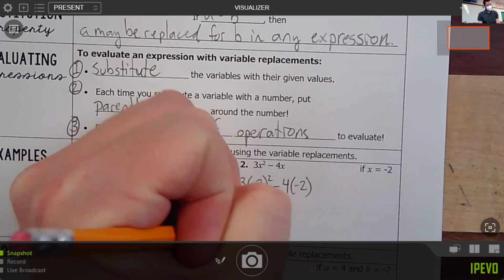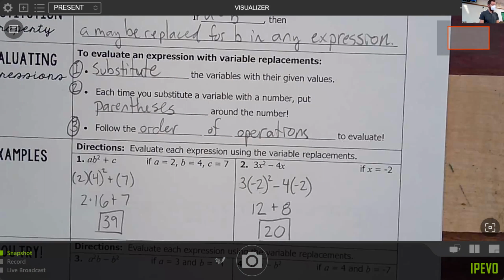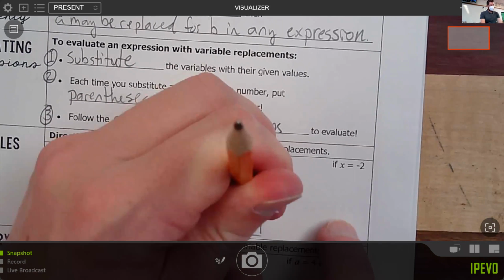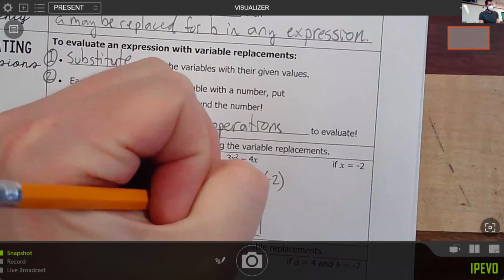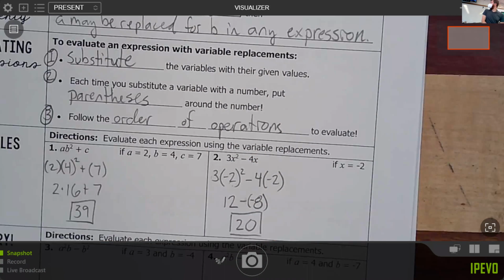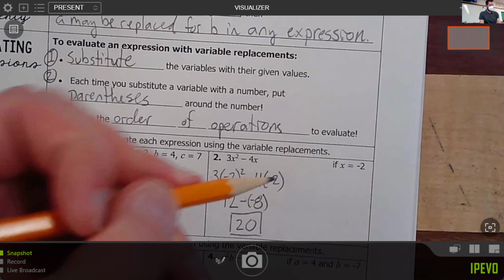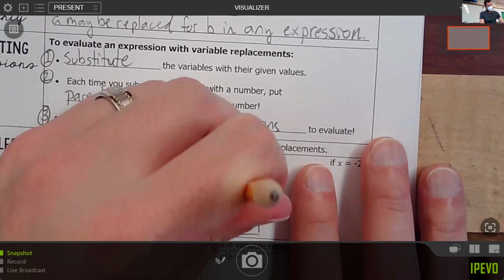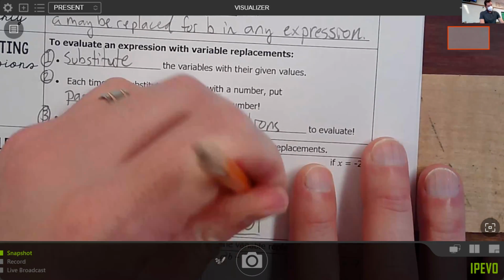And then 12 plus 8 gives us our final answer of 20. Now, the other way that you could have written that, if you wanted to keep the minus there, you would have written minus, and then 4 times negative 2 is negative 8. So that would be 12 minus negative 8, which is still 20, because you would add the opposite. Subtracting is the same as adding the opposite. So either way, it ends up being positive 20.